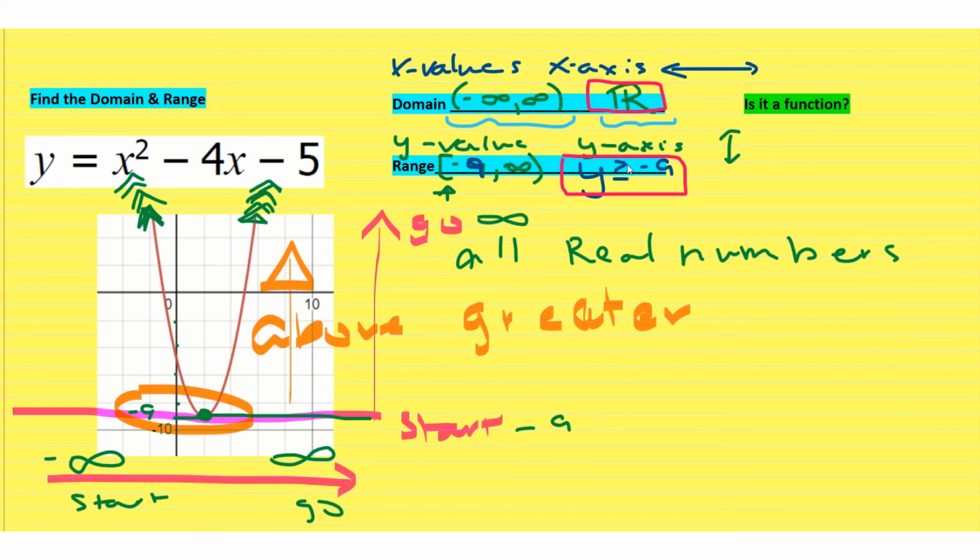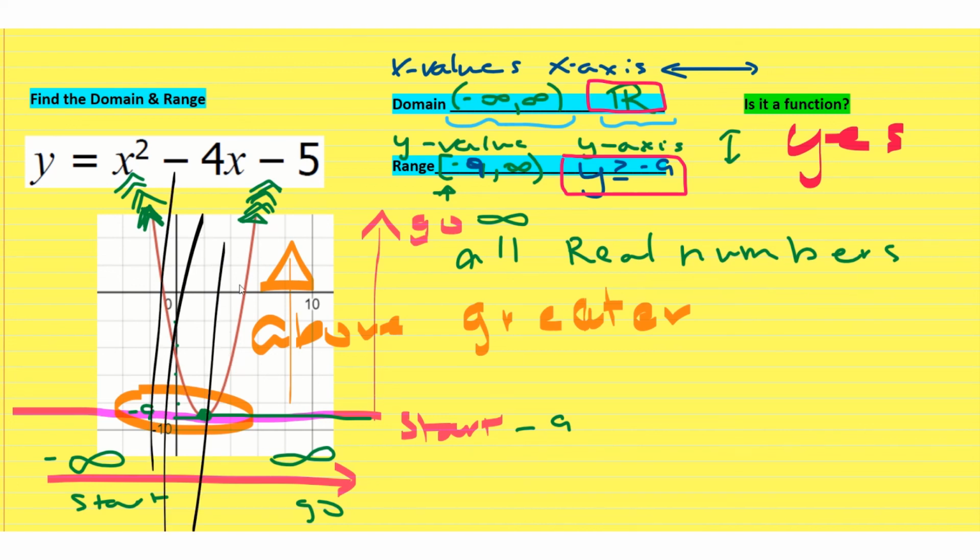And I forgot to tell you, is it a function? Yes. All quadratics are functions because of the vertical line test. I can draw a vertical line anywhere along this parabola, and it is always going to hit it in just one spot. The vertical line test says, will it hit it in more than one spot or just one spot? If it's just one spot, then yes, it's a function. It passes the vertical line test.